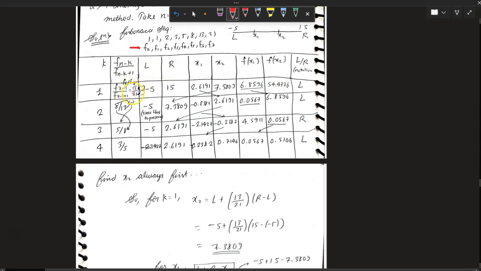This is the ratio as you got. So this is the L. L is minus 5 and R is 15. Okay, so minus 5 and 15. x1. What is x1? For finding x1, you should first find what is x2.